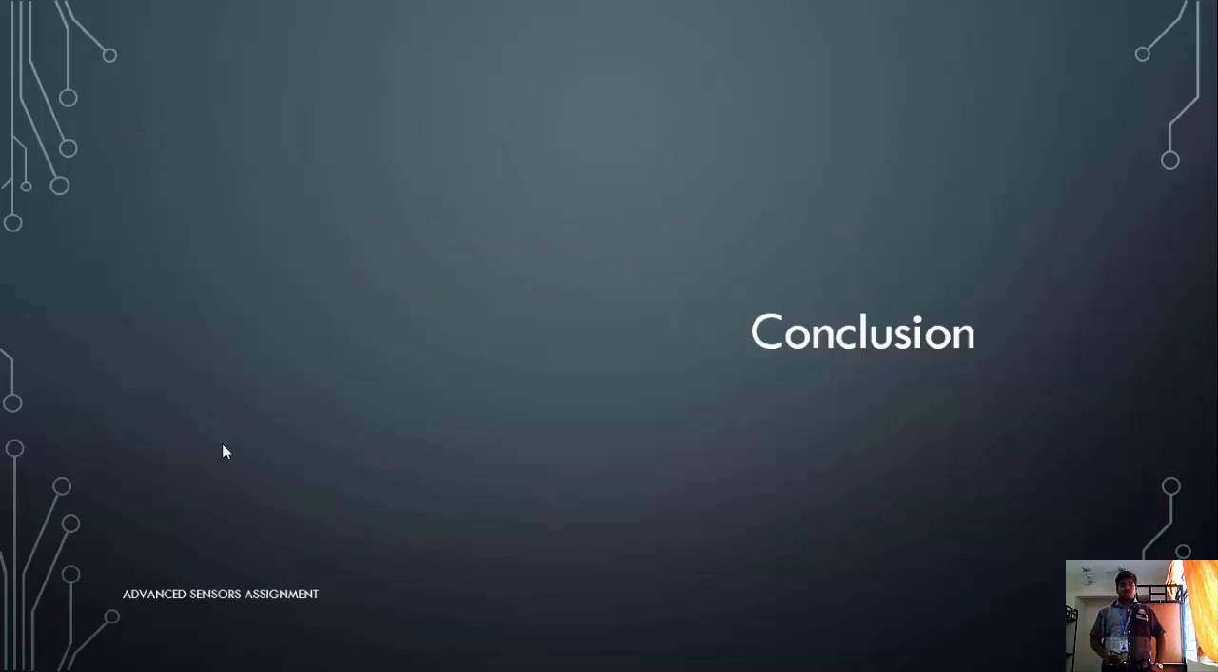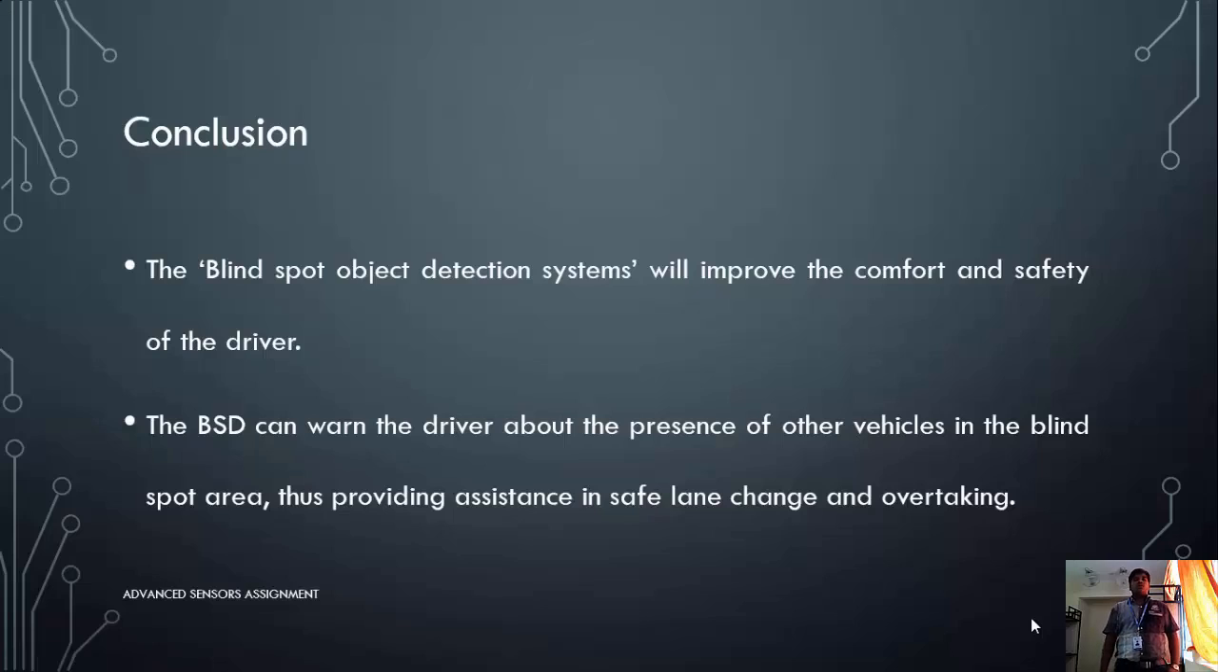Finally, the conclusion. Through this slide, I am concluding the blind spot monitoring sensor. The blind spot object detection systems will improve the comfort and safety of the driver. The blind spot system can warn the driver about the presence of other vehicles in the blind spot area, thus providing assistance in safe lane change and overtaking.